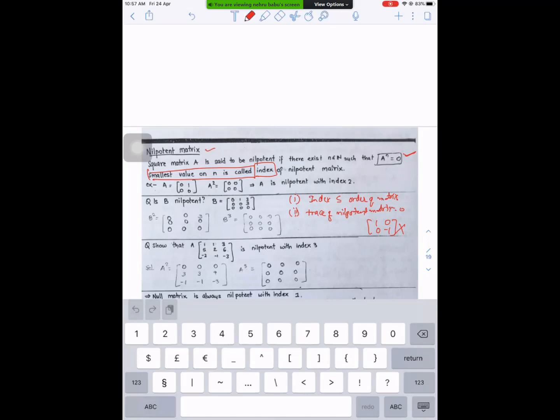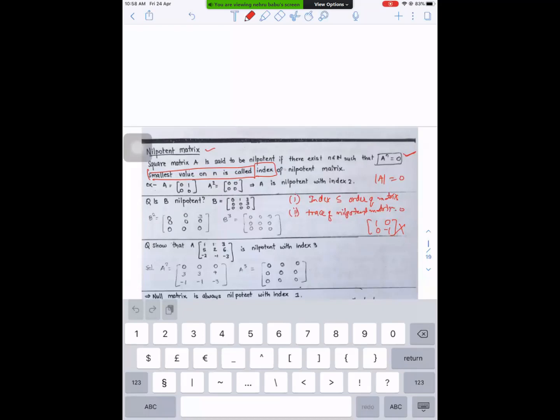Determinant is also 0. Yeah, det is also always 0, as det A power n is 0, so det A is also always 0, correct. So nilpotent matrix is always a singular matrix. So inverse does not exist for this.